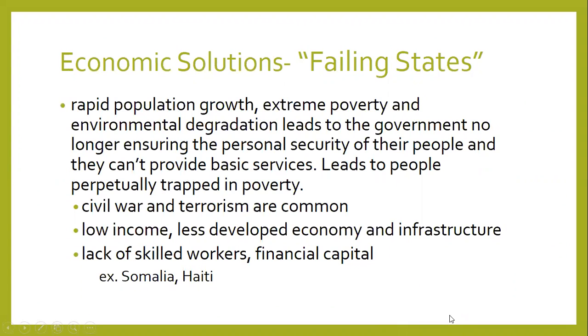Economic solutions for failing states. Rapid population growth, extreme poverty, and economic degradation lead to governments that can no longer produce a safe nation, hence producing those really big triangle countries. This would be civil war, terrorism, low income, less developed infrastructure, less developed economy, and less skilled workers. These are going to be people who are going to either pass away because they cannot emigrate, or emigrate and put pressure on the countries around them, thus still having that really big triangle because of all of these dangers that the citizens face.